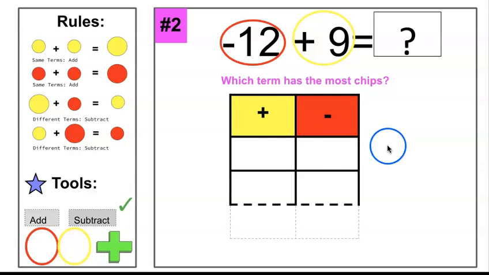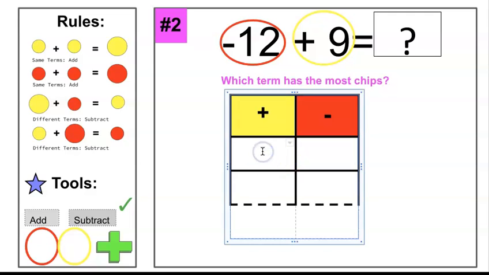The next thing after that, we're going to put our terms into this table. So we have +9 and we also have -12. So our next part is to answer this question: which term has the most chips?